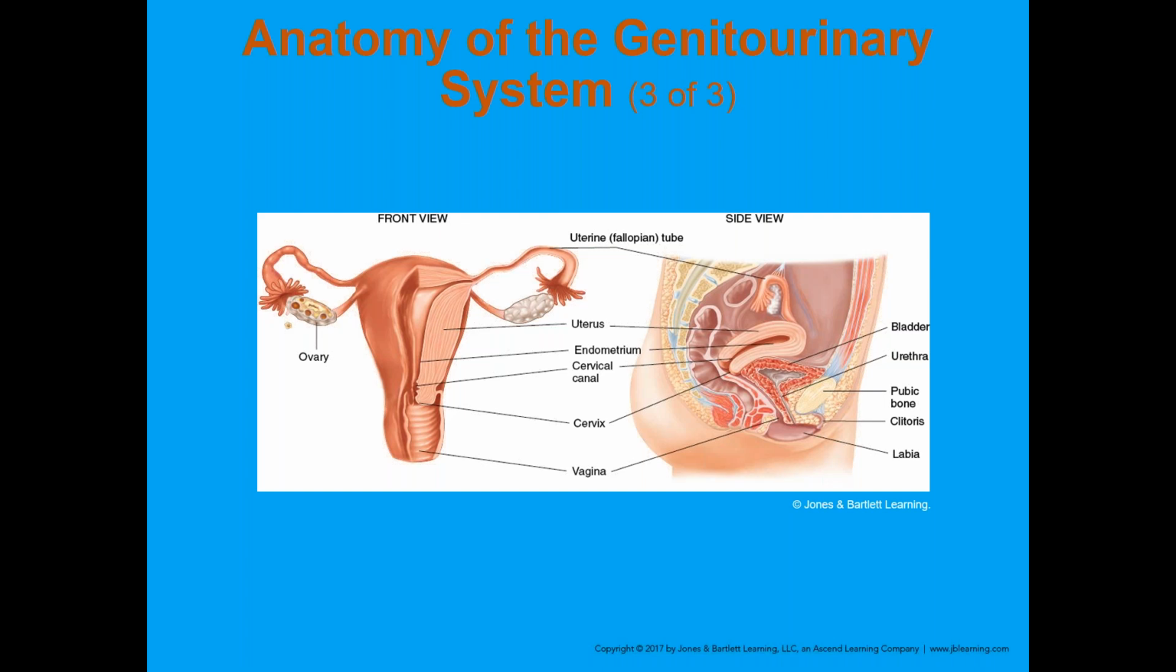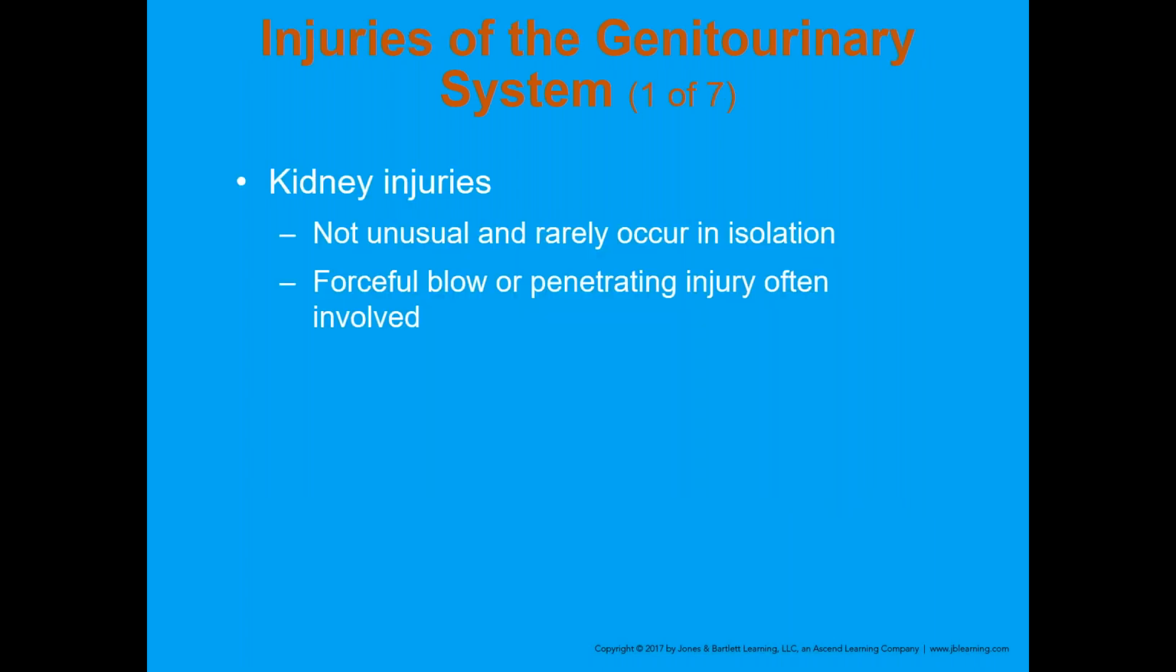When we talk about injury to the kidneys specifically, part of the genitourinary system, very, very infrequently do injuries to the kidneys happen all by themselves. So an isolated kidney injury is very uncommon. Why do you think that is?